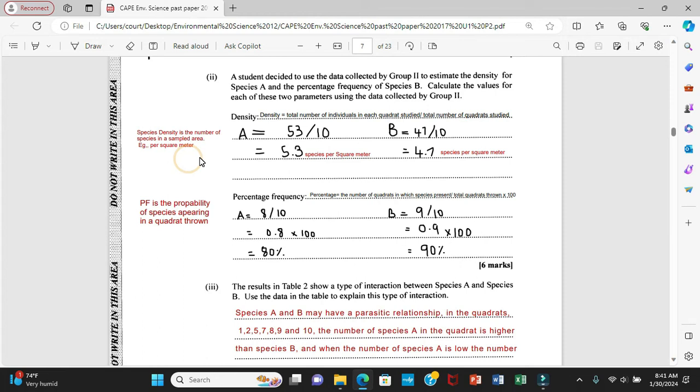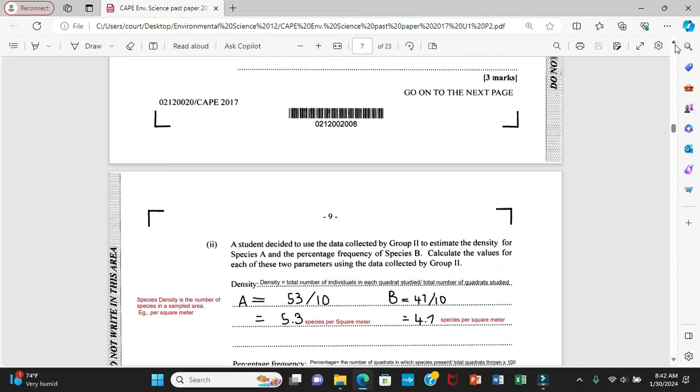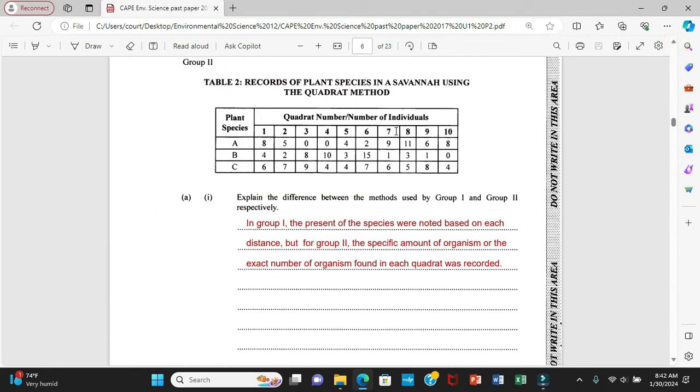Alright, species density, I have the definition here. Let's read. It says species density is the number of species in a sample area. For example, you measure out a piece of land, every square meter. So in every square meter, you need to find out how many plants are present there. That's what they're asking for, species A and species B, meaning how many organisms are there per a certain area of land.